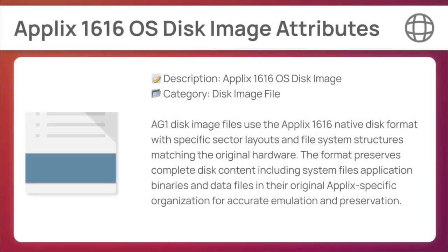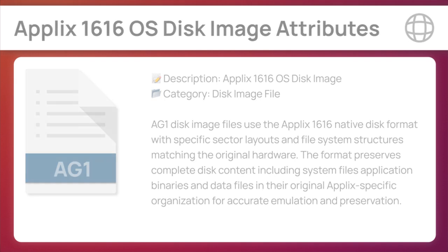AG1 disk image files use the Applix-1616 native disk format, with specific sector layouts and file system structures matching the original hardware. The format preserves complete disk content including system files, application binaries, and data files in their original Applix-specific organization for accurate emulation and preservation.